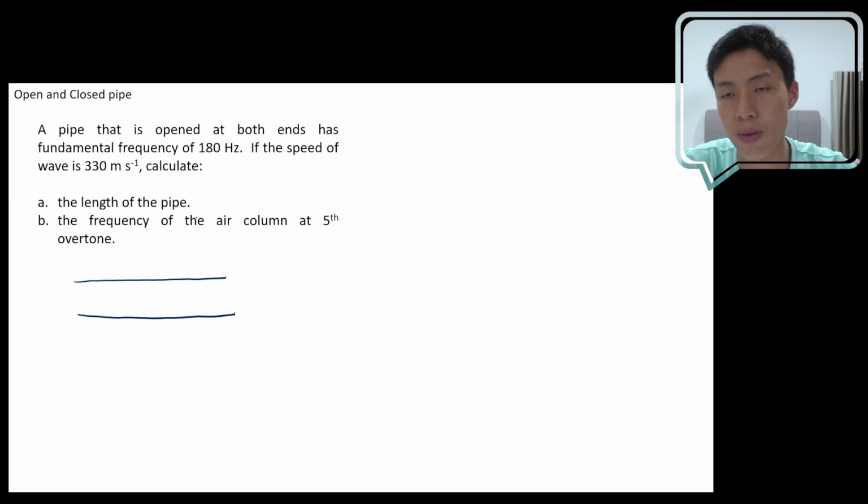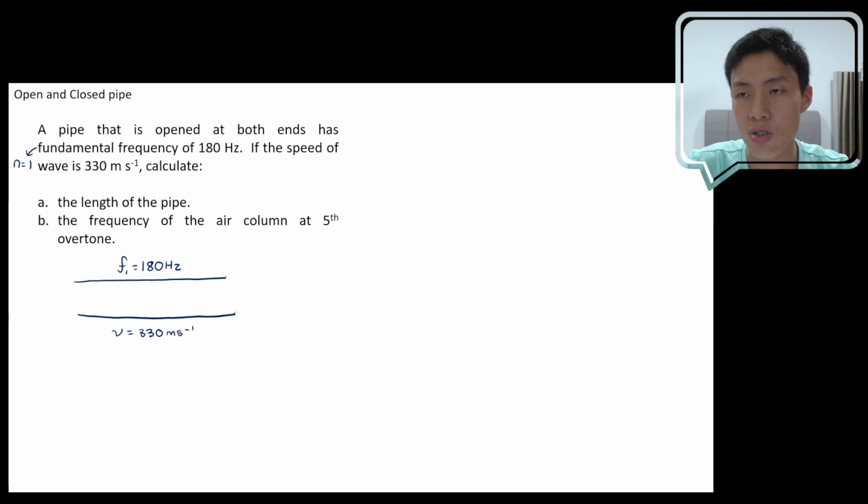Okay, then the fundamental frequency is 180 Hz. Fundamental frequency means it's the first harmonic, and n is equal to 1. So you can say that F1 is equal to 180 Hz. Then they also let you know that the speed of the wave is 330 meters per second. So the first question asks for the length of the pipe. Let's try to understand everything clearly.